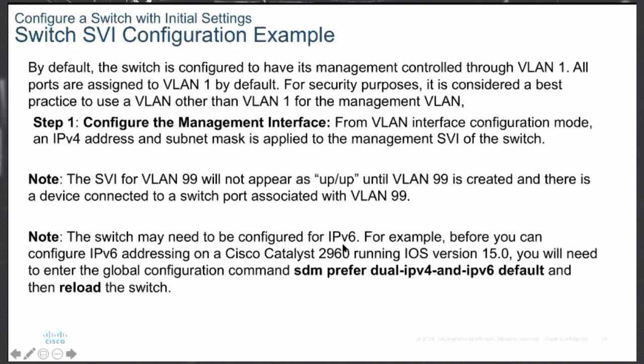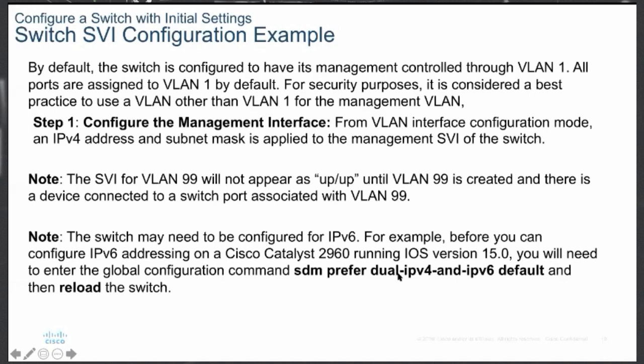Also to note that the switch may need to be configured with IPv6. Nowadays, we always support both IPv4 as well as IPv6 settings, so you need to configure IPv6. For the Cisco 2960 to run IPv6, it needs to run on IOS version 15, which is not there on Packet Tracer yet. Funnily enough, Cisco should have updated that, but by default, the IOS version in Packet Tracer is version 12, which does not support IPv6. So it would not support the sdm prefer dual-ipv4-and-ipv6 command.